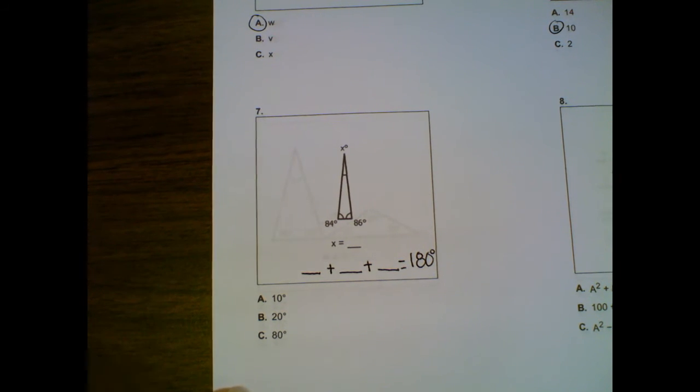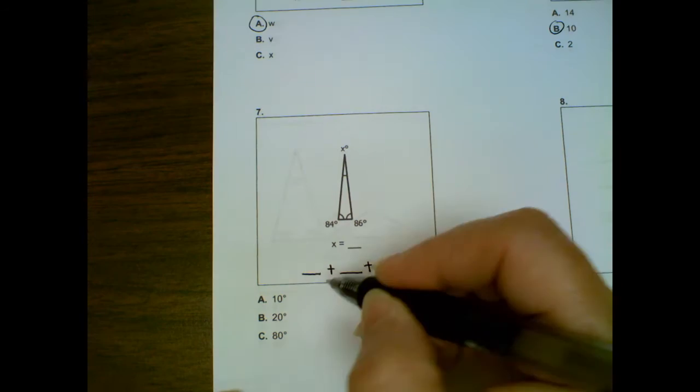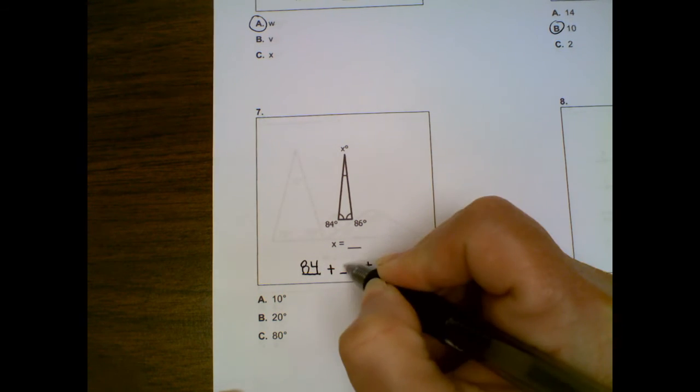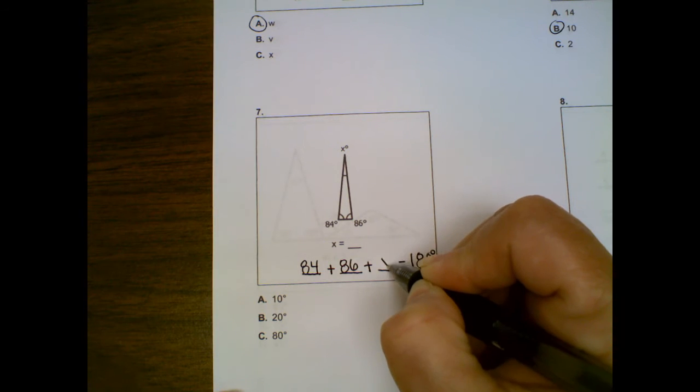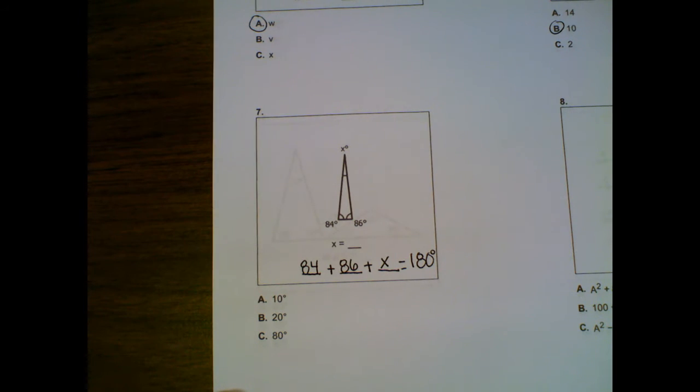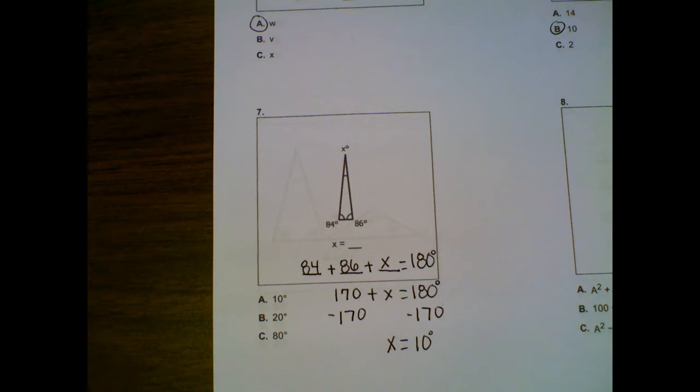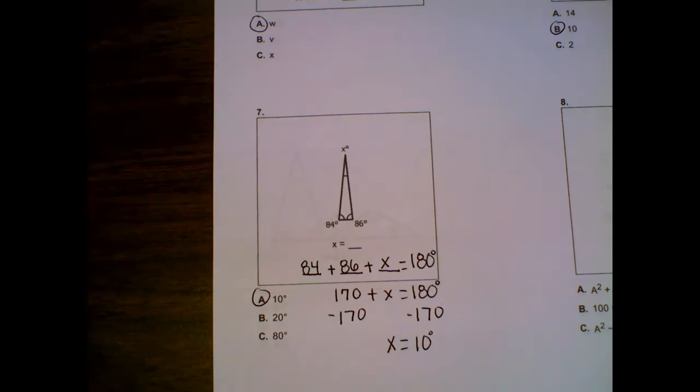For number 7, I am looking for a missing angle. So I'm going to plug in what I know. 84 plus 86 plus that missing angle would equal 180. 84 plus 86 equals 170. And I bring down the rest of my equation. Then I'm going to subtract 170 from both sides, leaving me with x equals 10 degrees, and A is my answer.